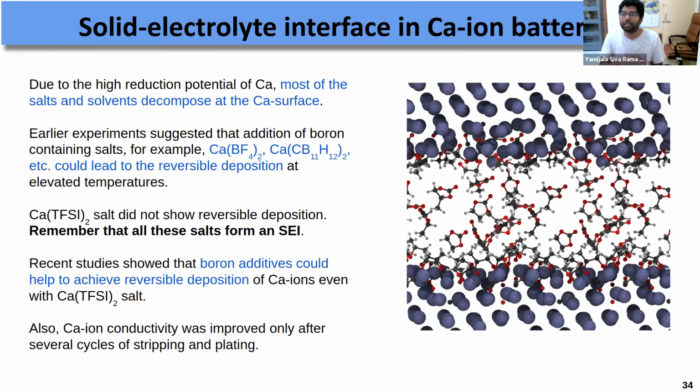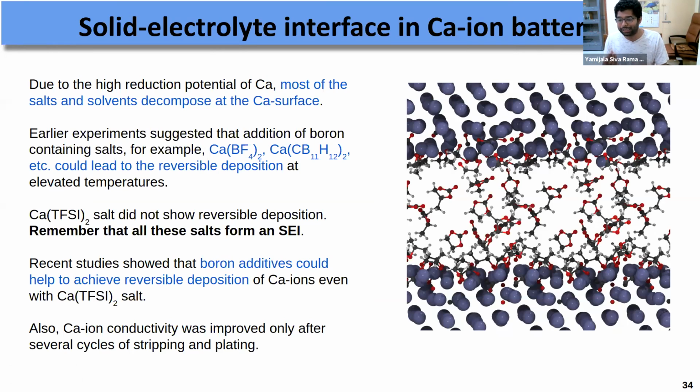However, simultaneously, the experiments have also shown that if there is a salt like TFSI2 or something, they cannot reversibly deposit. So only boron-containing salts can reversibly deposit. Moreover, if we add boron additives, then these salts which on their own cannot deposit can also be deposited now. So the addition of boron is doing something to this interface, is what we learned.